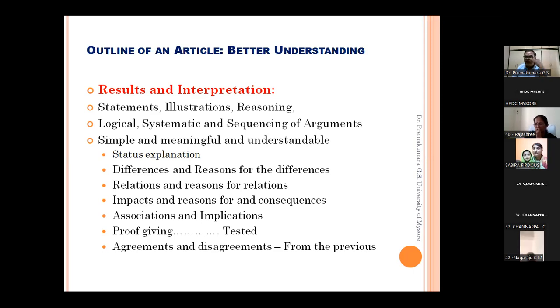South Indian states are contributing more to the central government than North Indian states. That is the difference. But you have to prove it, right? When you are talking about the difference, you have to give the reasons for that difference, and you have to prove that difference.